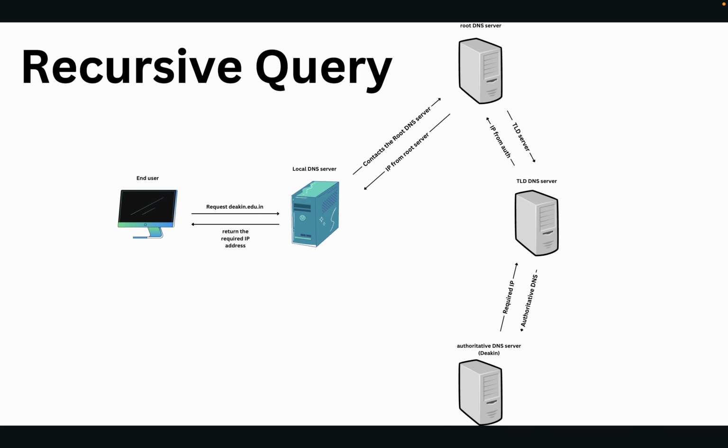So that's the main difference, that the iterative queries require the client to make subsequent requests to the other servers until the IP address is resolved, while recursive delegates the entire process to the DNS server.